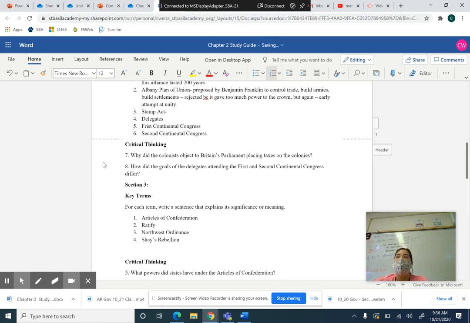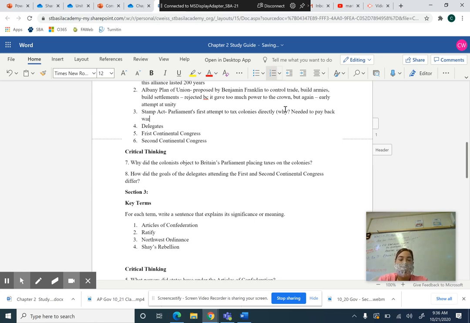Stamp Act, girls, what about it? Go ahead. It was the prime minister's attempt to tax colonies directly. And who did it? You were right, Parliament, right? Parliament's first attempt to tax the colonies directly. If I were to ask you why, what would you tell me? Why were they taxing the colonies? Morgan? We needed to pay for the war, for example. Excellent. Very good.